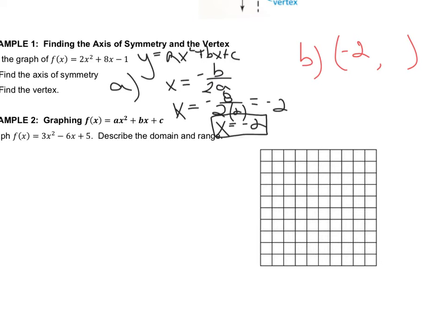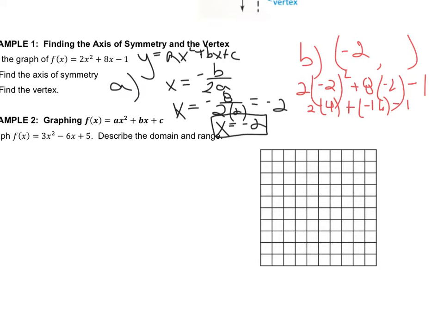So all I do is I plug into my equation. Negative 2 goes in for the x. 8x, the negative 2 goes in for the x, minus 1. Once I plugged in my negative 2, I just go ahead and use my order of operations. So negative 2 squared is 4. Then a negative 16 and a negative 1.